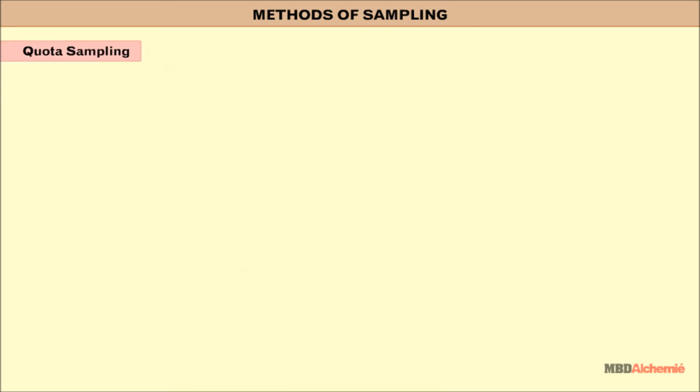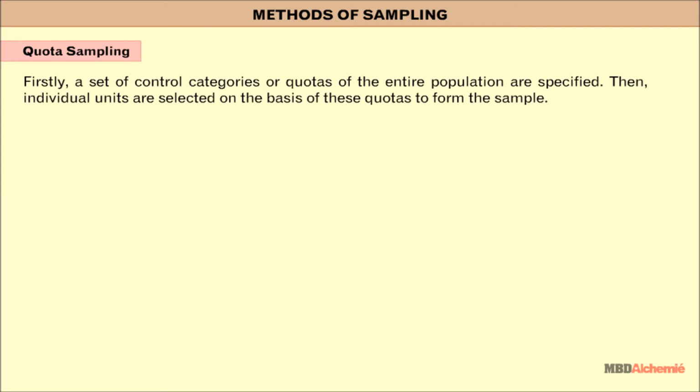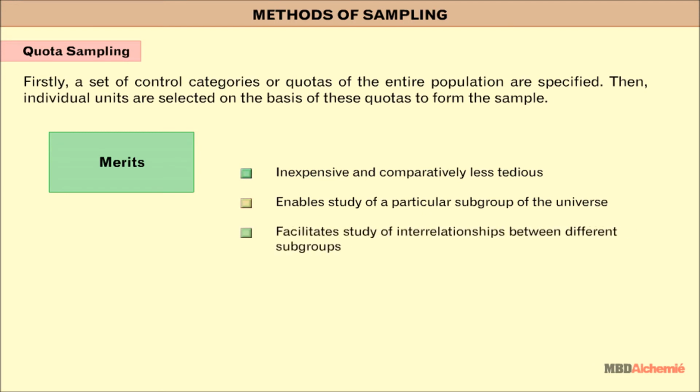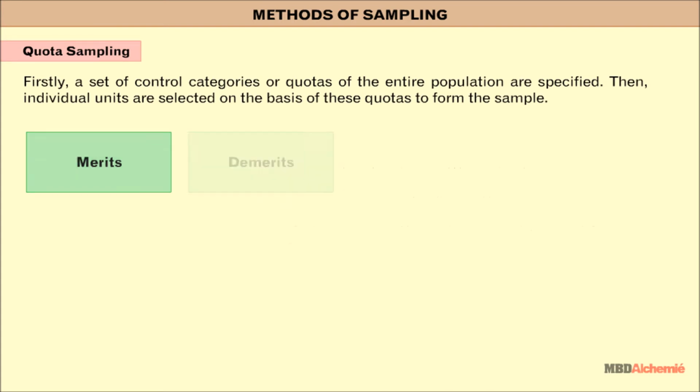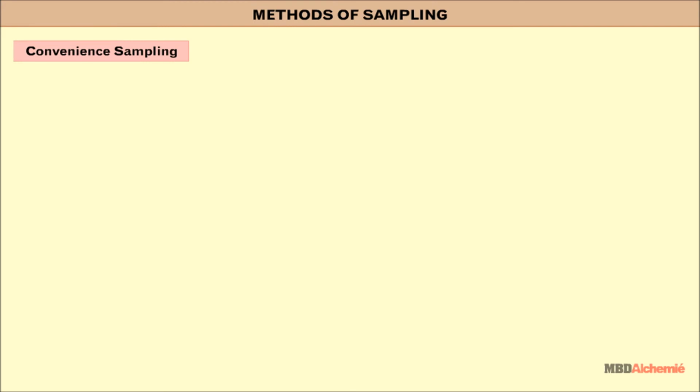Quota sampling. Firstly, a set of control categories or quotas of the entire population are specified. Then, individual units are selected on the basis of these quotas to form the sample. Merits. Inexpensive and comparatively less tedious. Enables study of a particular subgroup of the universe. Facilitates study of interrelationships between different subgroups. Demerits. May not be representative of the entire population. Results may be skewed.